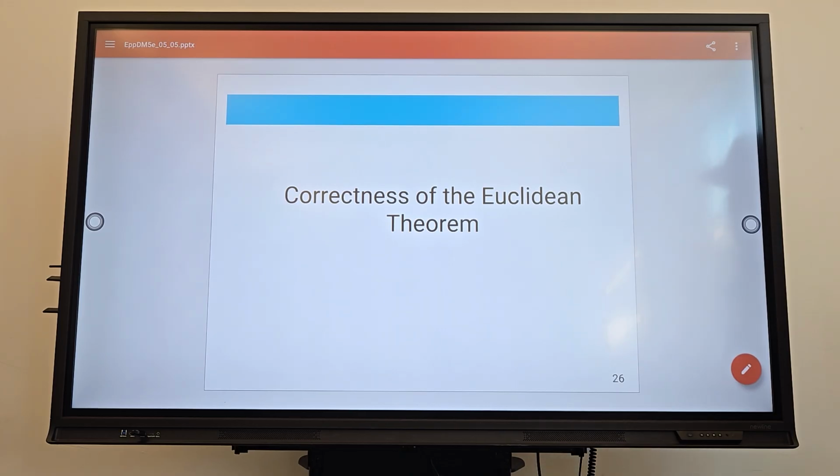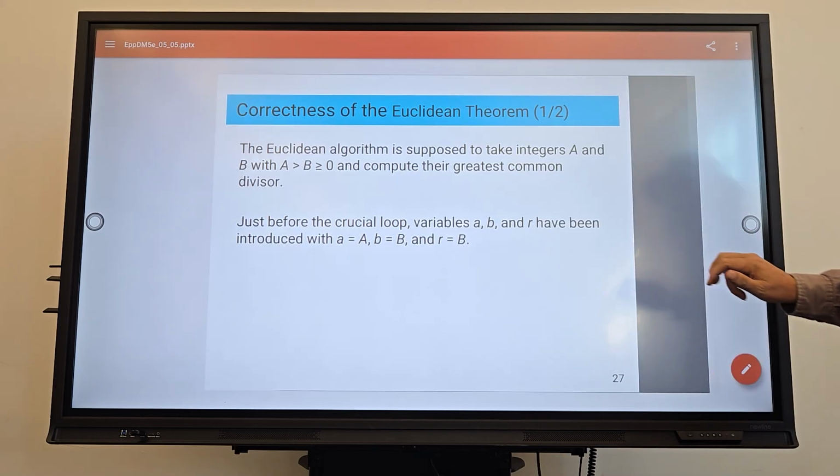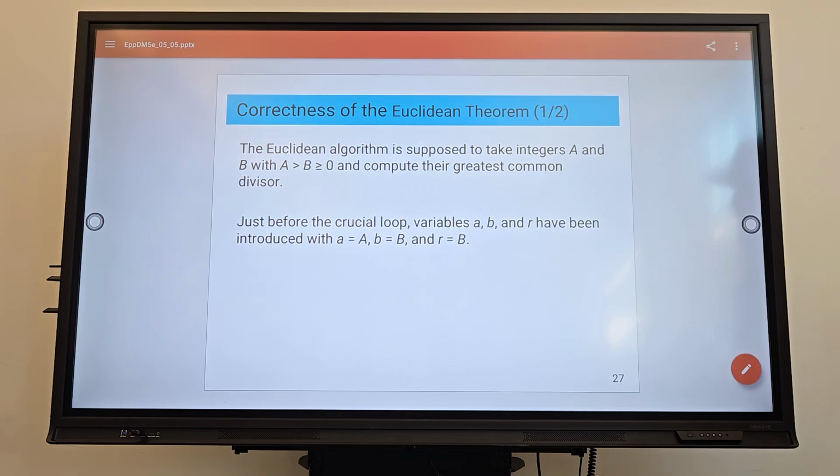Correctness of the Euclidean algorithm. The Euclidean algorithm is supposed to take integers a and b with a greater than b and b greater than or equal to 0 and compute their greatest common divisor. Just before the crucial loop, variables little a, little b, and r have been introduced with little a equals big A, little b equals big B, and r equals b.